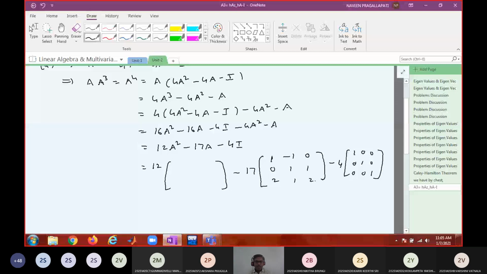So what is a square? One, minus two, minus one. Second row: two, three. Two, two, two, two, three. Three. 6.5, 6, 1. Correct. Now find out, simplify.